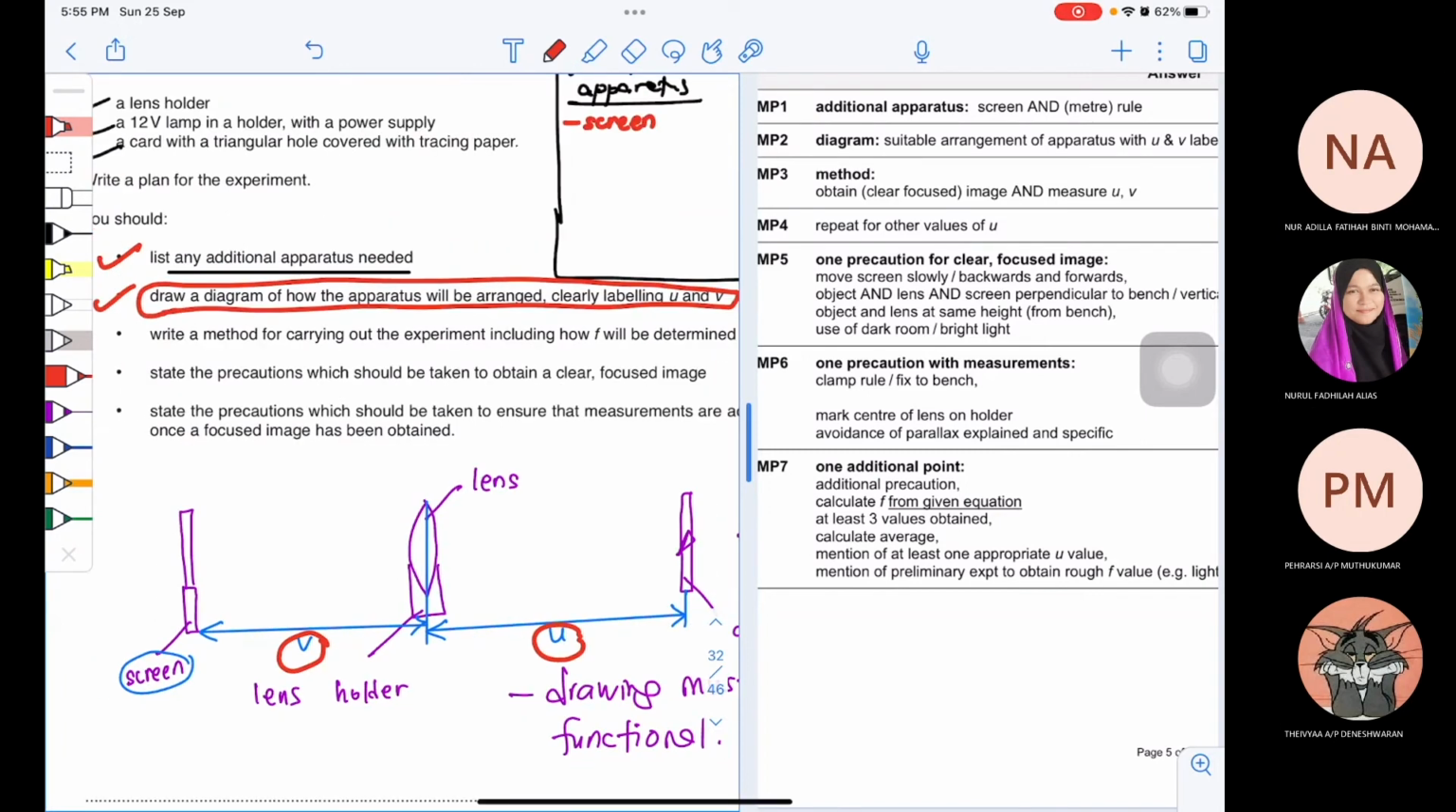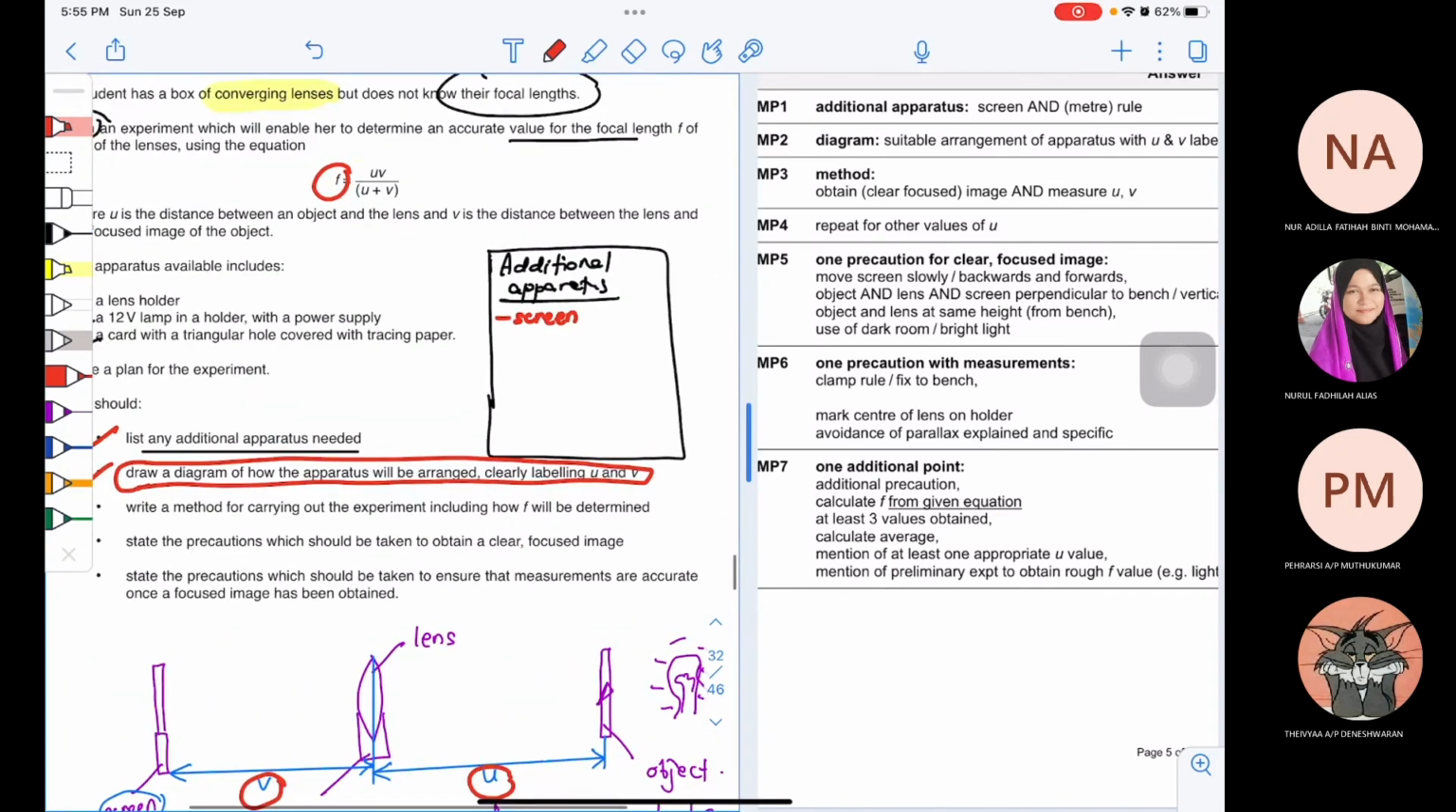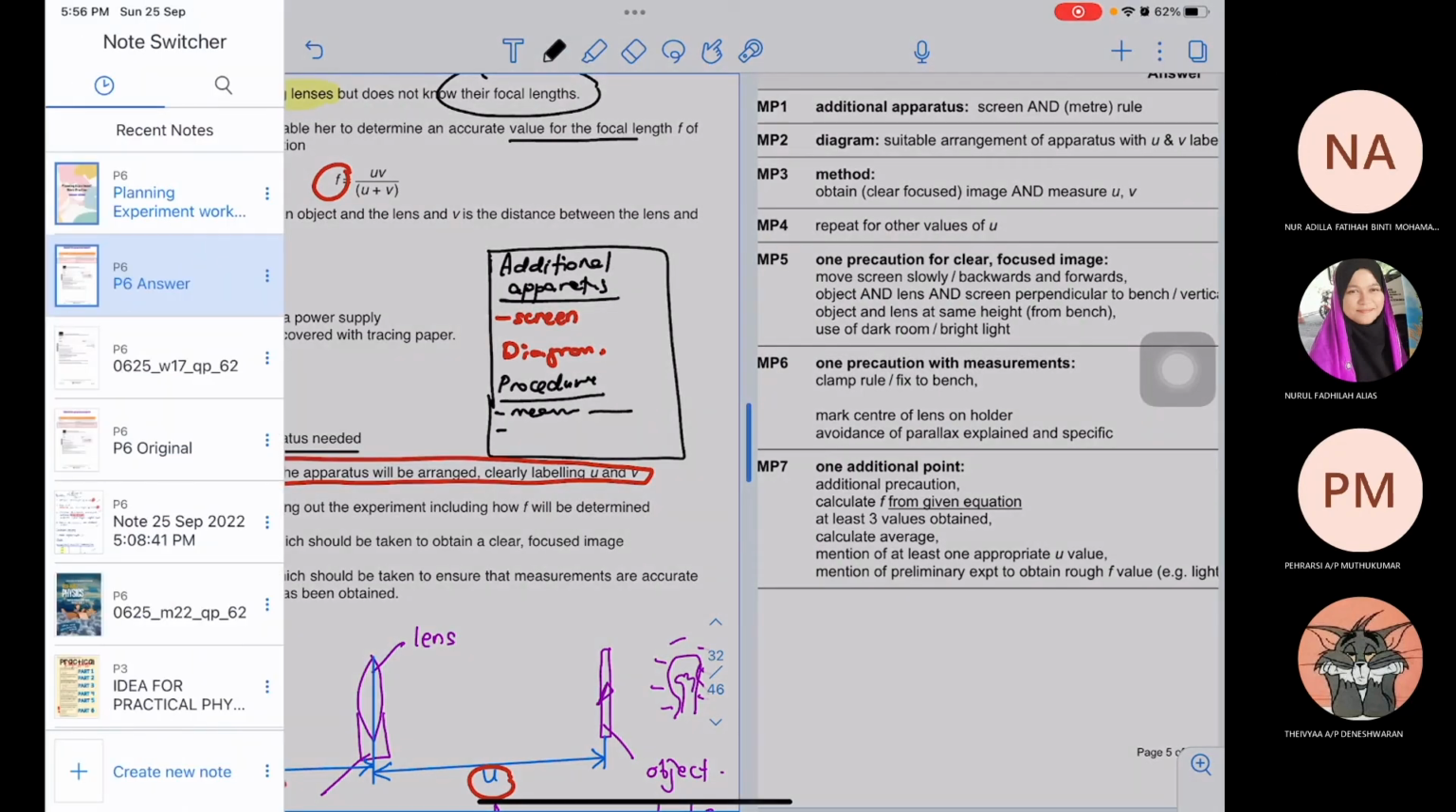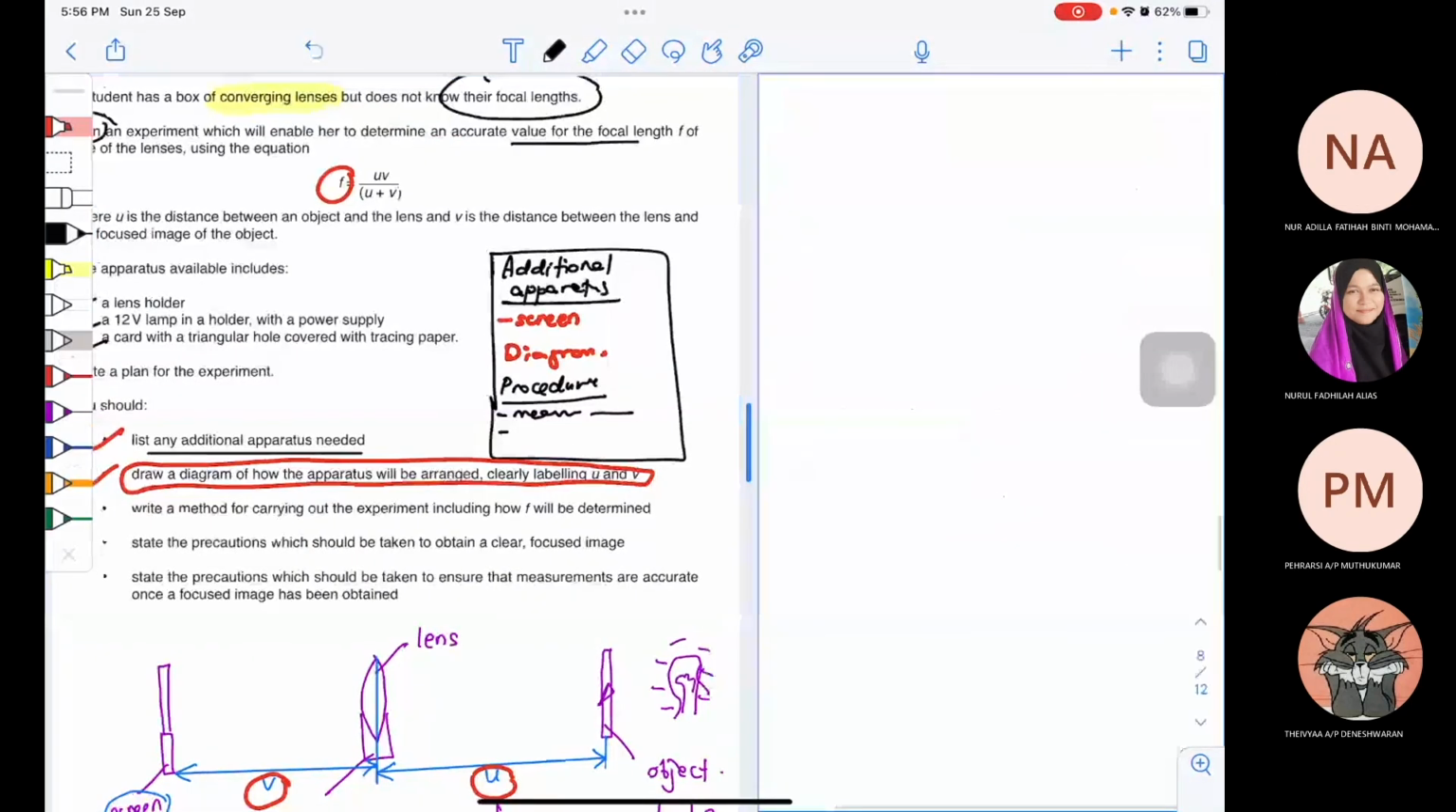So when this is the aim of the experiment, bila kita buat ni, kita hanya ada V dan kita ada U. So, dalam you punya procedure kat sini, okay, kita dah buat diagram. So, kita draw diagram, and then kat sini kita buat procedure. So, dalam procedure, you ceritalah. Measure U. Sebelum measure U tu, you move screen macam ni. Kan? Yang ni tadi.